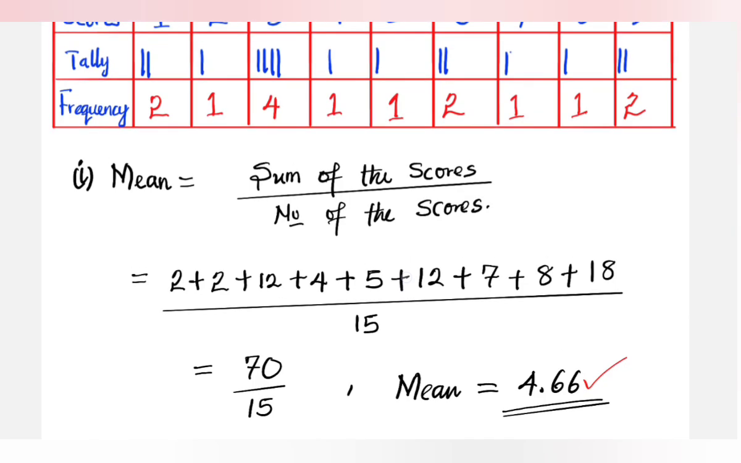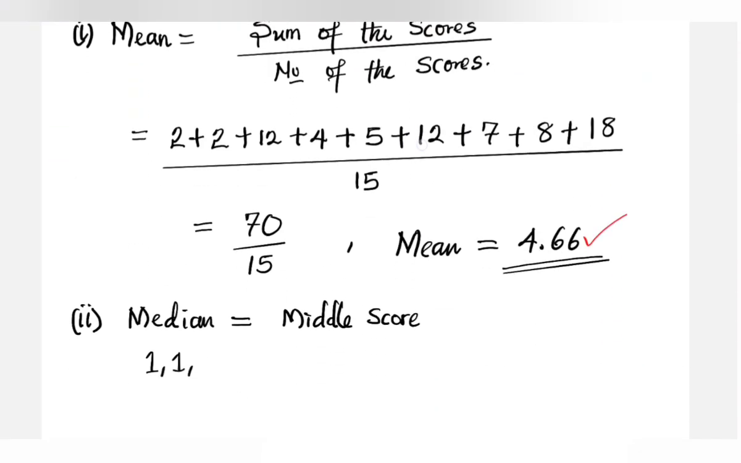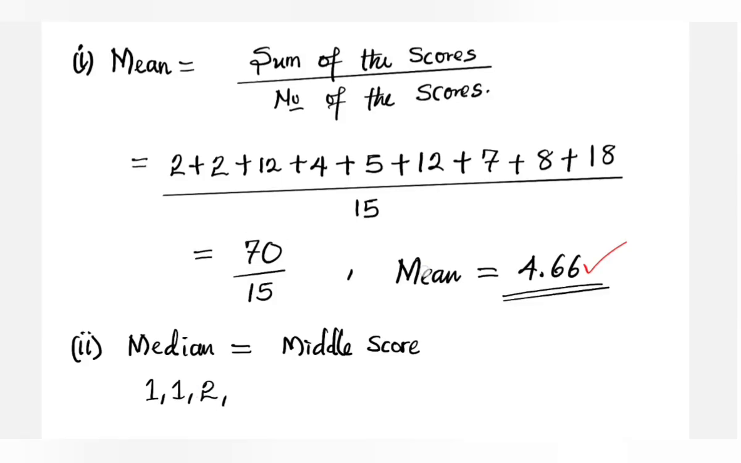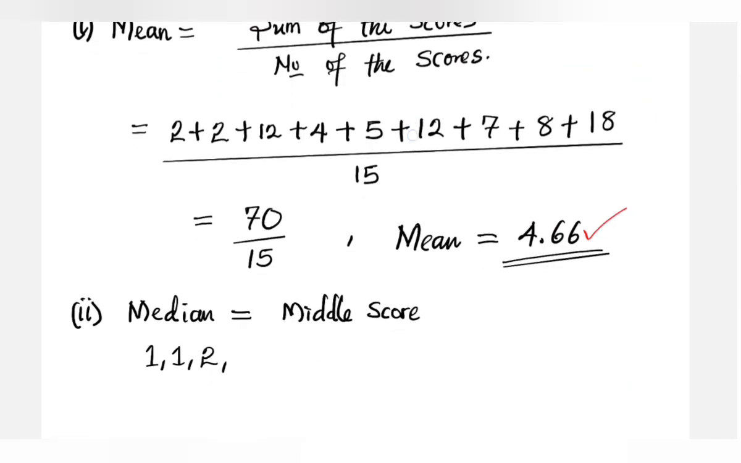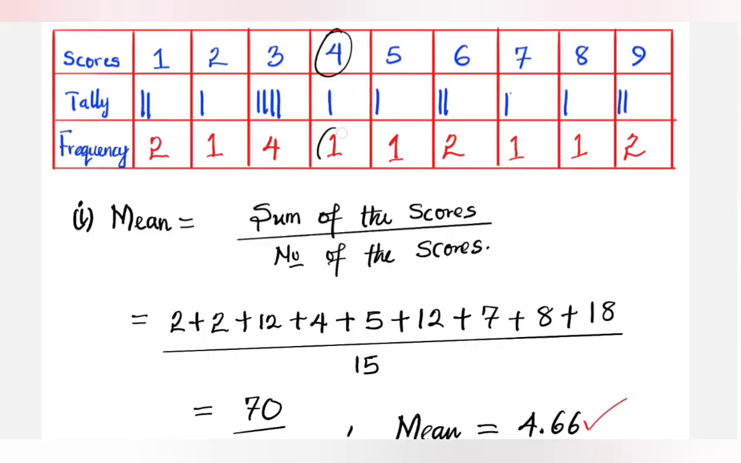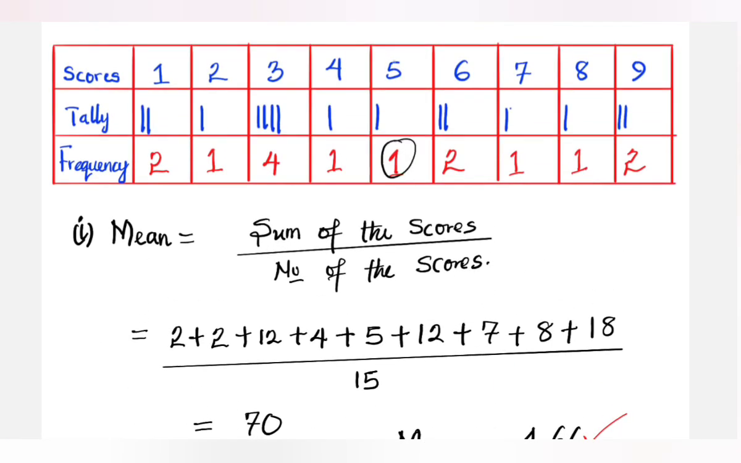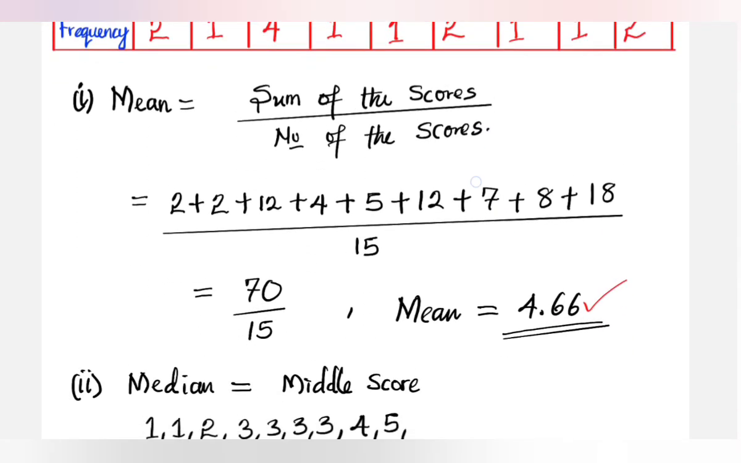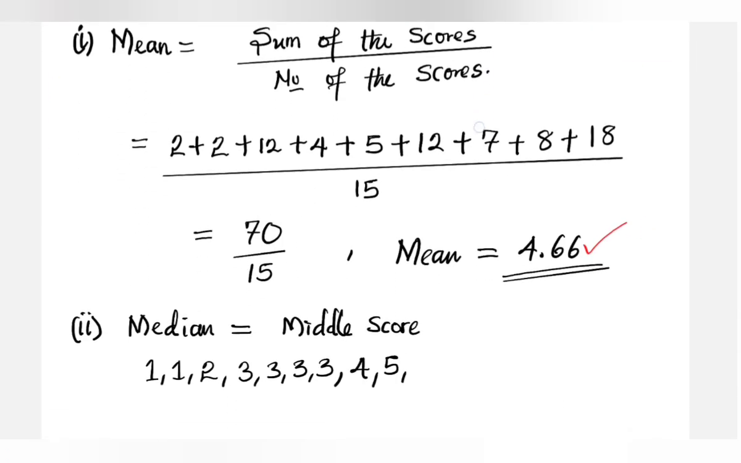So let's go to 2. 2 appears once. So it means 2, comma, and let's see, 3 appears 4 times. So write 3 four times: 1, 2, 3, 4. Then 4 appears once. Write 4 once. How about 5? 5 also appears once, so write 5 once. 6 appears twice, so write 6 twice.